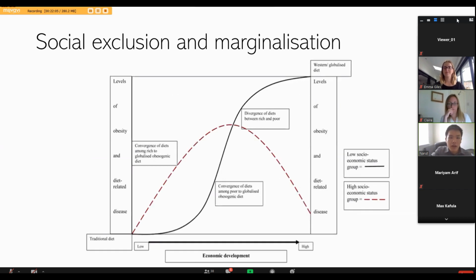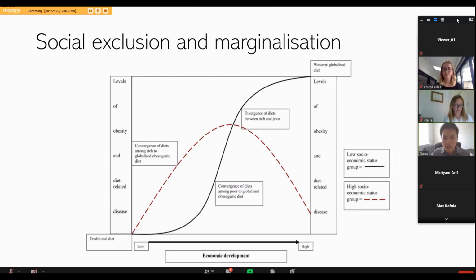Now, social exclusion and marginalization is actually very important, especially in the UK. This is because the graph I'm showing you is something called the nutrition transition. This is looking at obesity from a global perspective. On the left-hand side, the y-axis, the thing going up, is the level of obesity. And on the x-axis going across our screen, we see the economic development. In the bottom left, we see the traditional diet, that's in very much still developing economies.